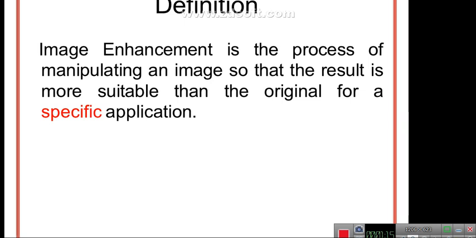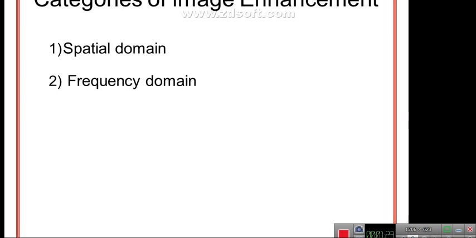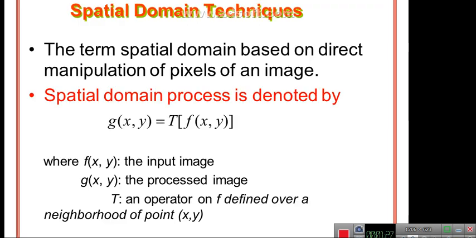So image enhancement is the process of manipulating an image so that the result is more suitable than the original image for specific applications. In image enhancement, two categories are there. One is spatial domain and another one is frequency domain. In the spatial domain techniques, the term spatial domain is based on direct manipulation of pixels of an image. So in an image, the pixels are manipulated directly.